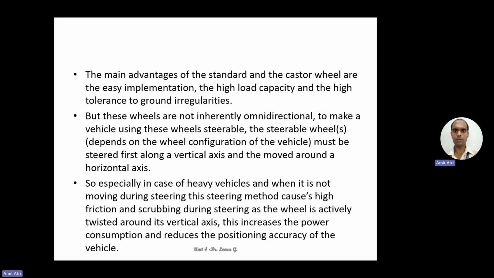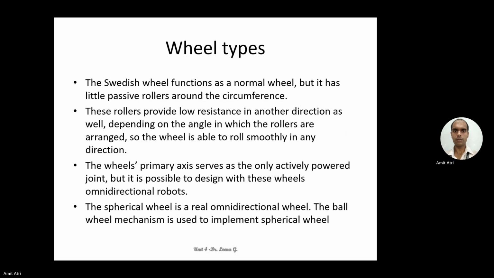Because of the friction, the turning or steering of the wheel becomes a challenge. Power consumption becomes more, and positioning accuracy also reduces. Then the Swedish wheel is like a normal wheel, but it has little passive rollers around the circumference on the outer surface of the wheel. These rollers provide low resistance in another direction as well. So the friction problem is reduced in the Swedish wheel. Depending on the angle in which the rollers are arranged, the wheel is able to roll smoothly in any direction. The wheel's primary axis serves as the only actively powered joint, but it is possible to design omnidirectional robots with these wheels. So robots using this type of wheel are omnidirectional. They can turn in any direction.